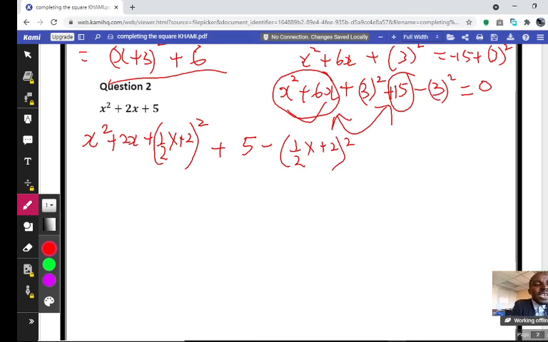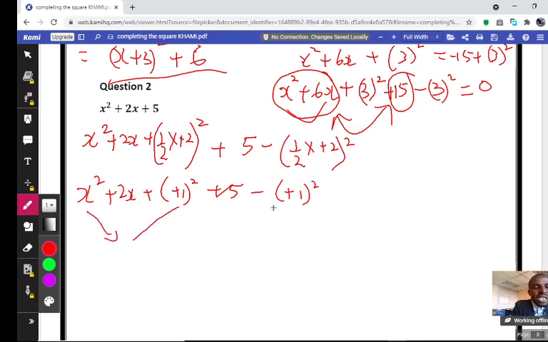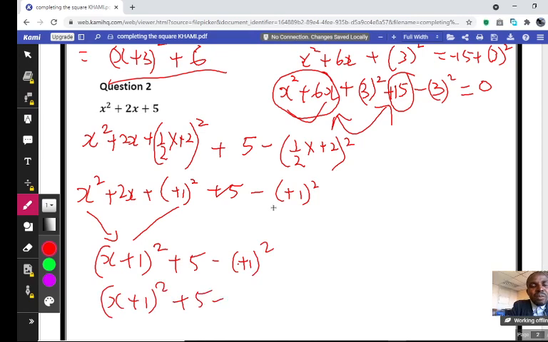then square it. Then you simplify a bit, plus 2x, then plus, you simplify this one, it will be plus 1 squared plus 5 minus, this one is plus 1 squared. Then you ignore the middle value, you just take these ones. Then you say x plus 1, then you square. You square this one, plus 5 minus, this one will be plus 1 squared. Like this.